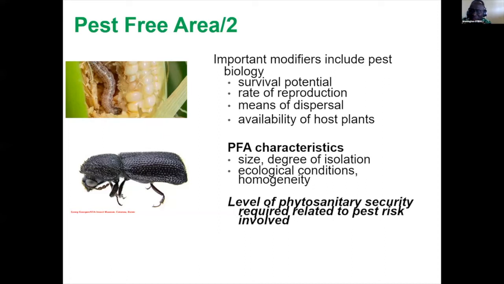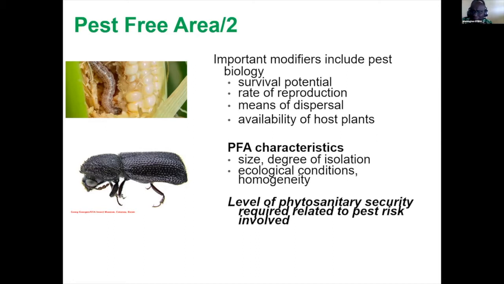Rate of reproduction of the pests, means of its spread or dispersal from place to place, and more importantly, is this pest affecting just one crop or is affecting many? A pest with a wide host range poses a lot of challenge in maintaining a pest-free area.